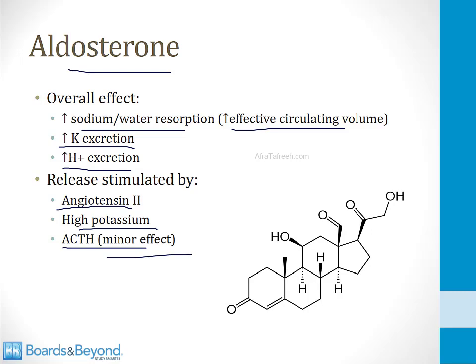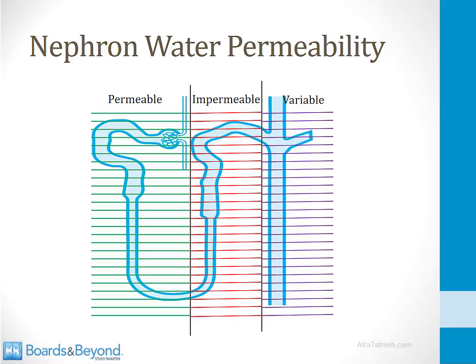Finally, ACTH, which acts on the adrenal gland to promote cortisol release, can promote some aldosterone release, although this is a minor effect. Now we're going to talk about antidiuretic hormone, or ADH, and in order to understand how this hormone works, you need to understand the different sections of the nephron and their permeability to water. So the proximal tubule and the descending limb of Henle are permeable to water. Lots of water is reabsorbed in these segments, as we discussed earlier in this video.